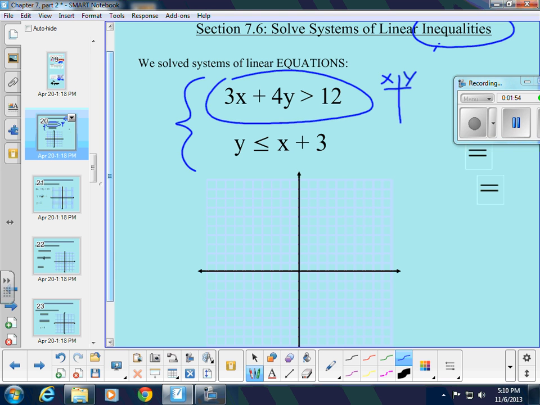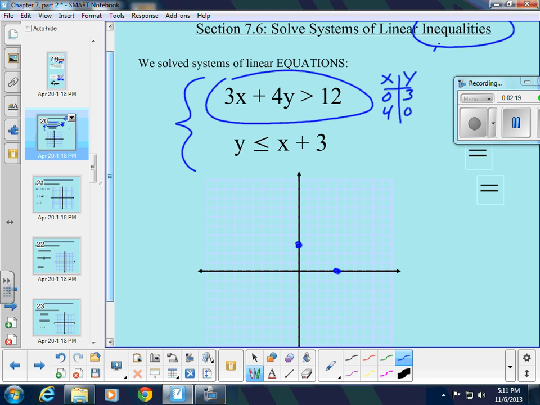If I put in 0 for x, that's like canceling out this term, really. And then solving for y, I'd get y is equal to 3 if it was an equation. So if I put in 0, I get 3 for y. That's my y-intercept. If I put in 0 for y, and divide 12 by 3, I get 4. So that's my x-intercept, (4, 0). Again, I can plot those 2 points, (0, 3) and (4, 0).